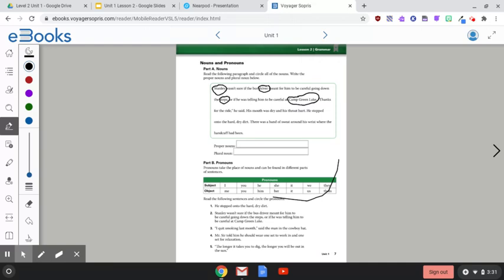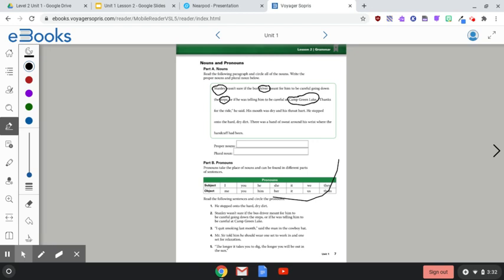So now let's look at part B. Look at the list of pronouns in the chart. They should look very familiar. These are words you use all the time. I, you, he, she, it, we, they, me, you, him, her, it, us, and them. The list does not contain all of the different pronouns, but it does contain some basic pronouns. So let's look at our directions. Read the following sentences and circle the pronouns.